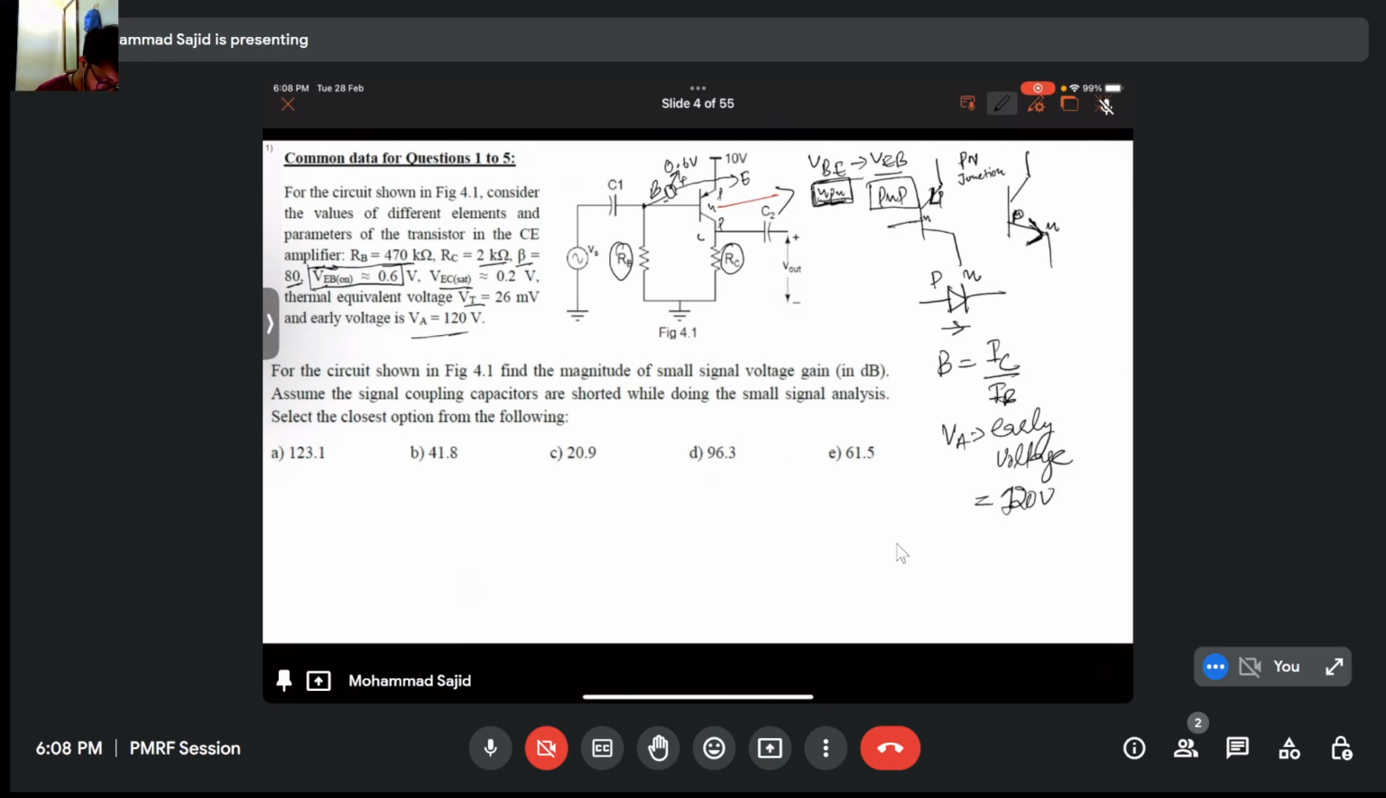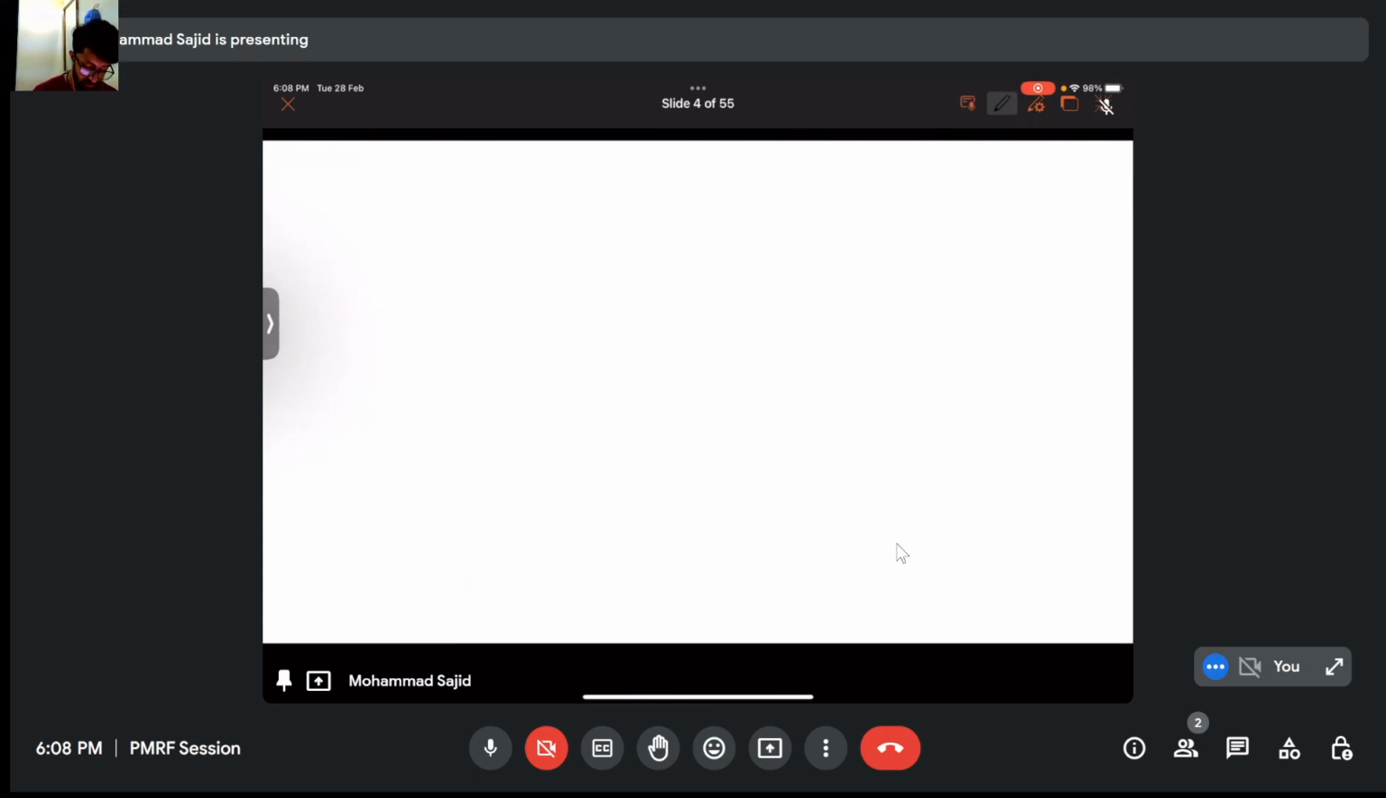So what do I have to find? Find the magnitude of small signal voltage gain, and in dB. Assume the signal coupling capacitors are shorted while doing the small signal analysis. First, let us understand why we use this capacitor here. The question is why we use it.